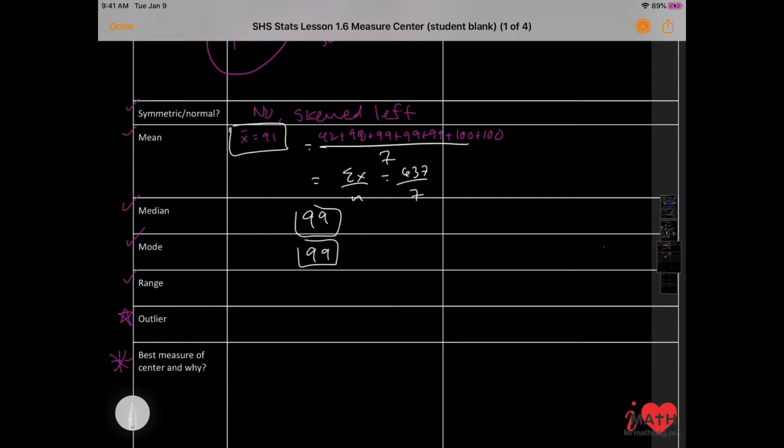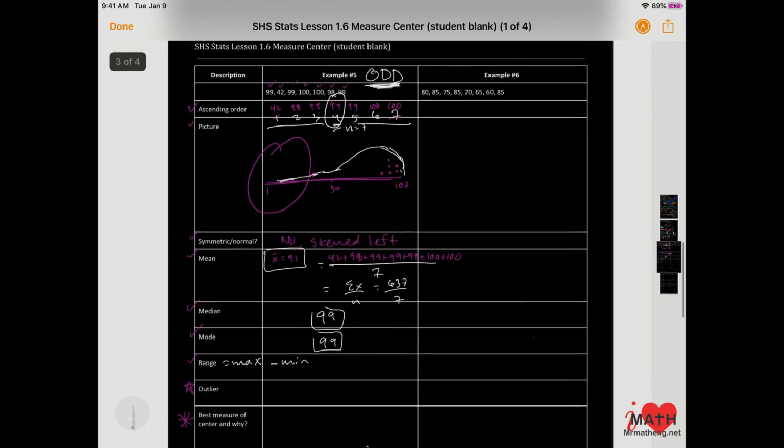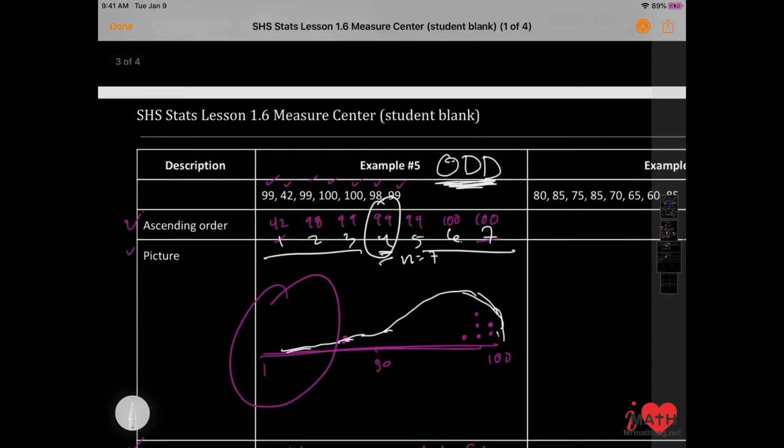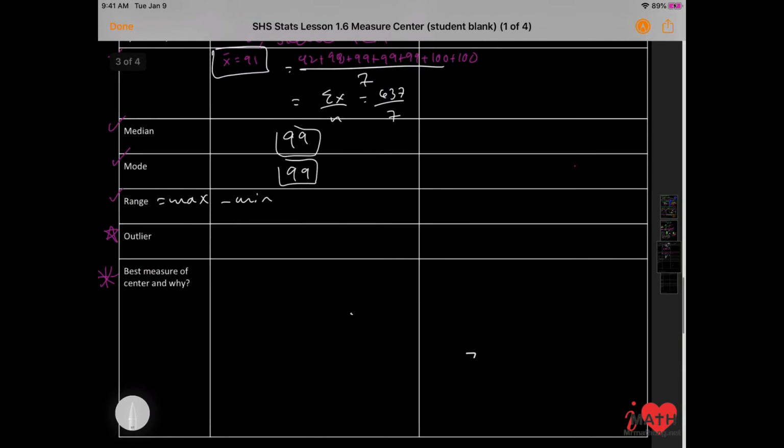Okay, range, go back to your formula sheet. If you haven't created one, you can create one. Range is the max minus the min. The biggest number minus the smallest number. So the biggest number from the ascending order would be 100 minus 42. So my range would be 58.